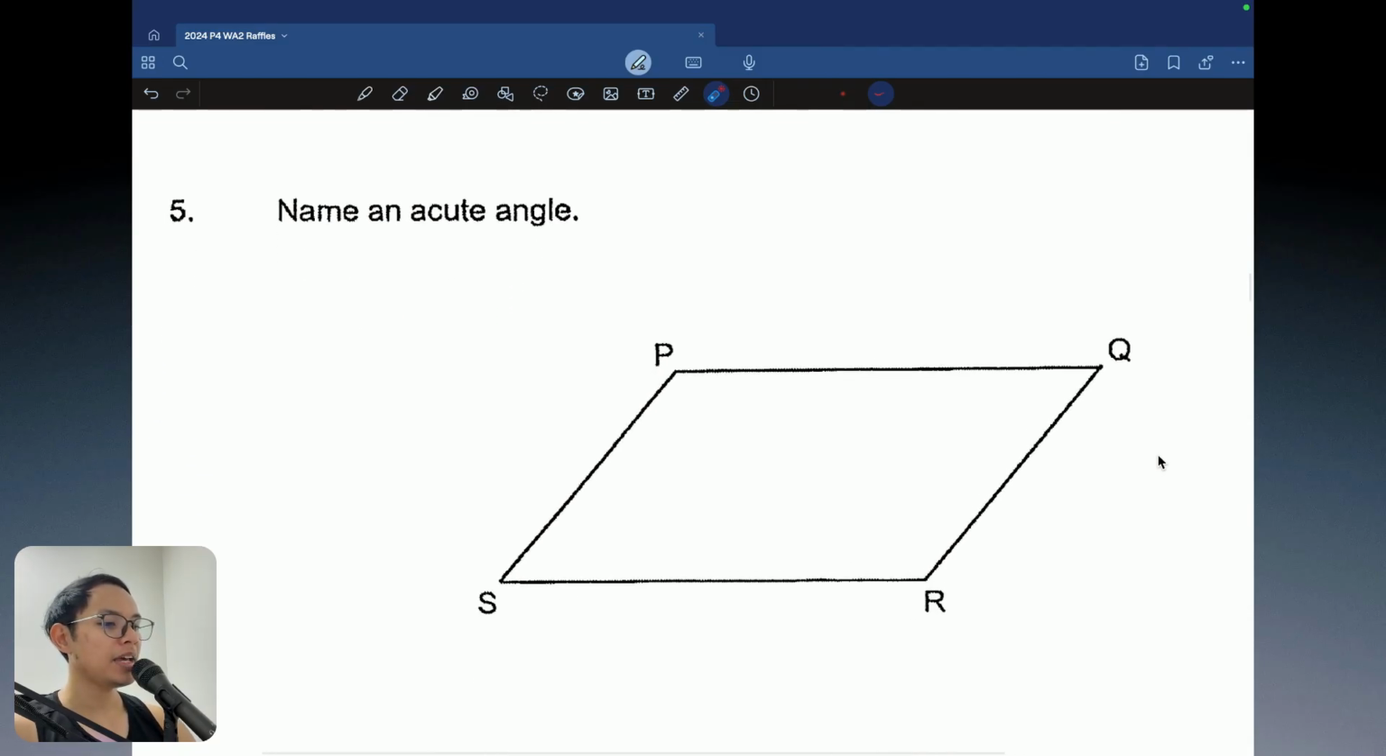Name an acute angle. So it's not a kawaii angle. I don't know if you know kawaii, but never mind. What does acute angle mean? Acute means less than 90 degrees.